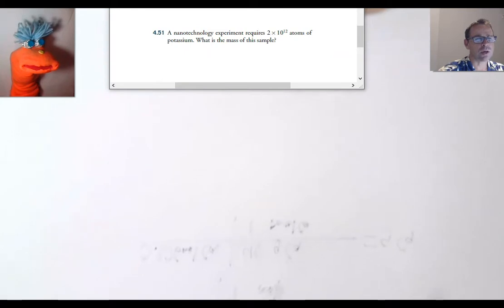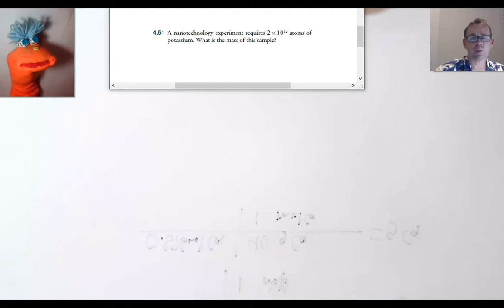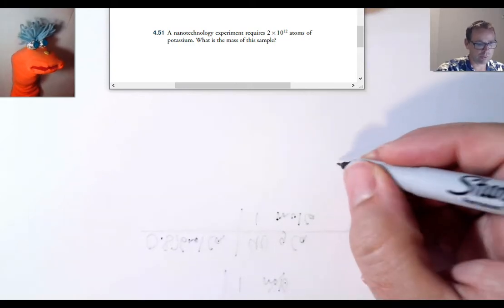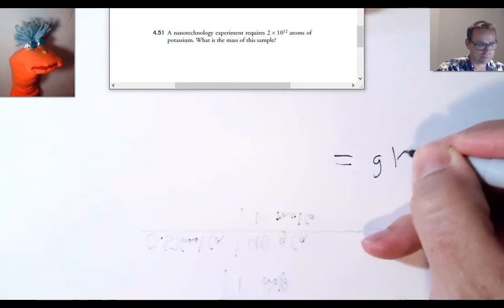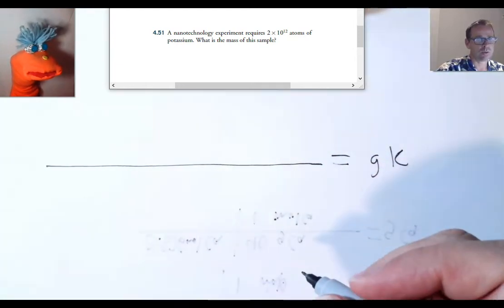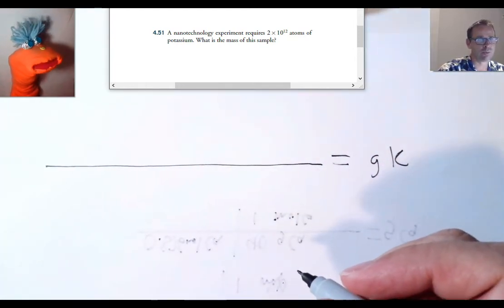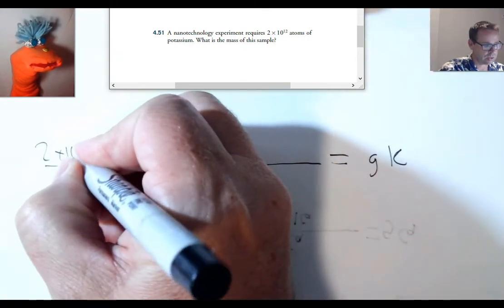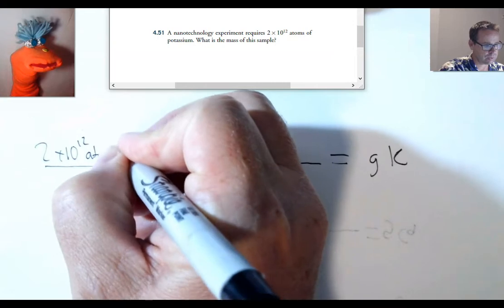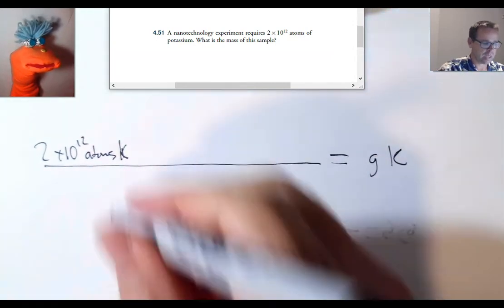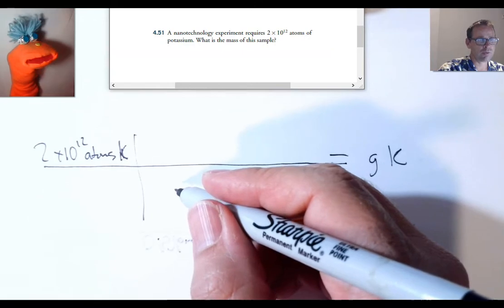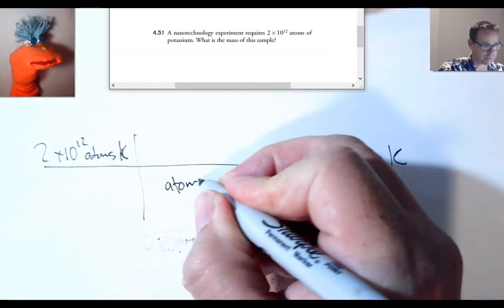All right. So we need 2 times 10 to the 12 atoms of potassium. And we want to know how much mass we have to weigh out to get that many atoms. So we want grams of potassium, right? Yep. Equal sign. Grams of potassium. Okay, so what do we start with? 2 times 10 to the 12th atoms of potassium. And now, what goes down here? You need to get rid of the atoms of potassium. Very good. Atoms of potassium.